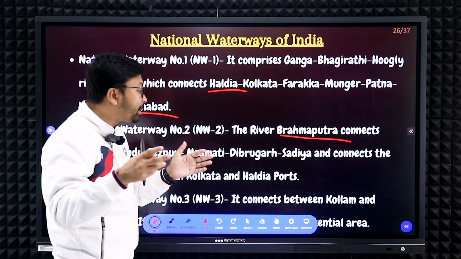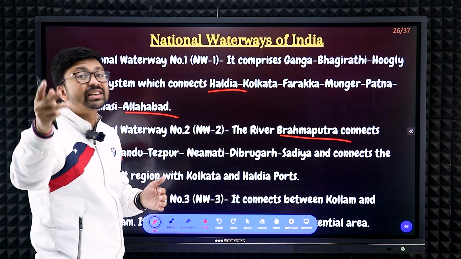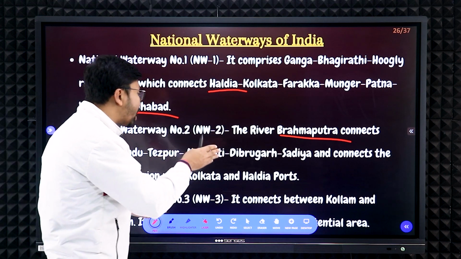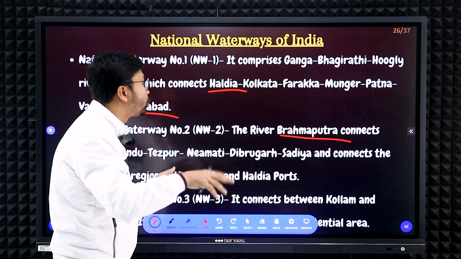Similarly, National Waterways number 3 is mainly in South India, which connects Kollam to Kottapuram. It connects Kollam to Kottapuram.